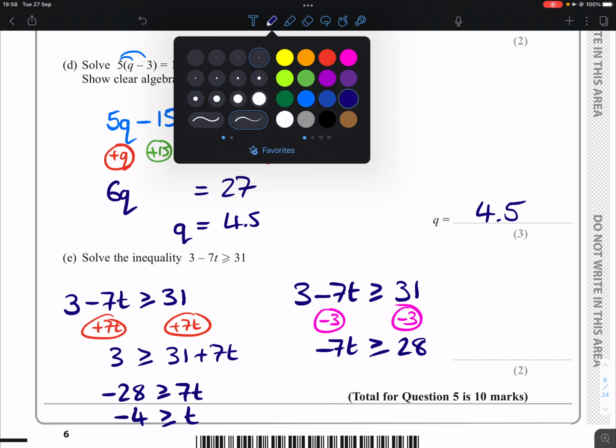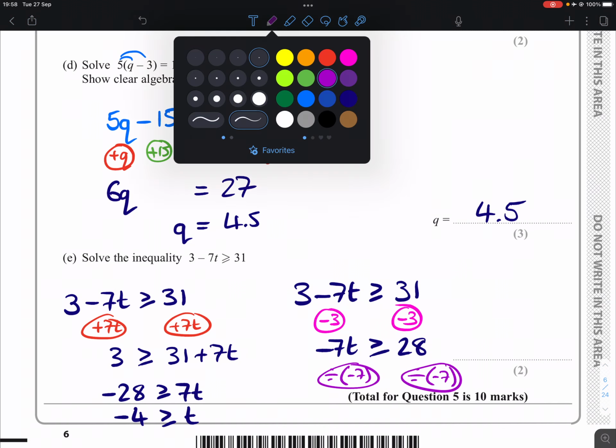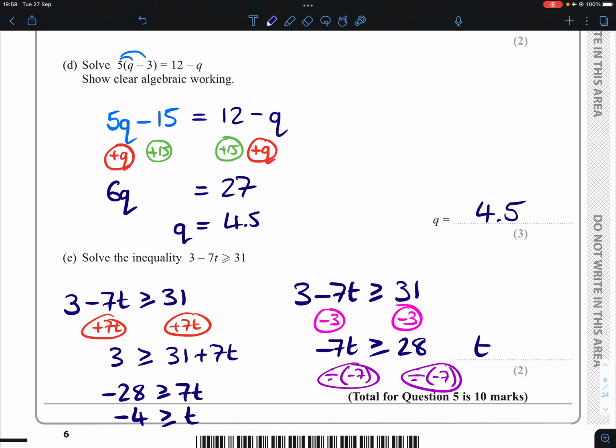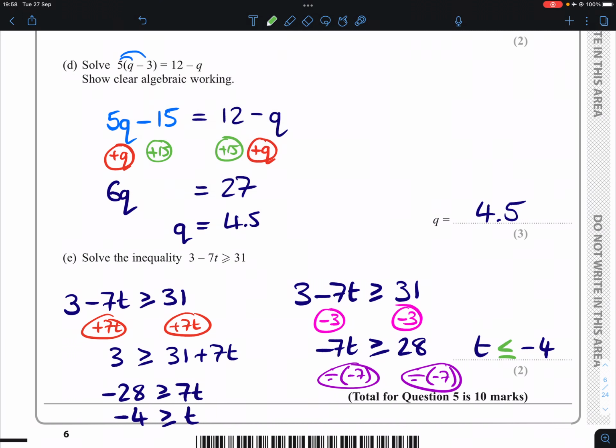Now here comes the problem. When you divide both sides by negative 7, which is what you're going to need to do in order to get t on its own, anytime you multiply or divide by a negative, you're going to have to reverse the inequality. So greater than is going to turn into a less than, and greater than or equal to is going to turn into a less than or equal to, because when you multiply by negatives, you basically reverse the order of size. What was bigger is now smaller, and vice versa. And that's us. Either way, these two are both exactly the same thing, just written differently. Done.